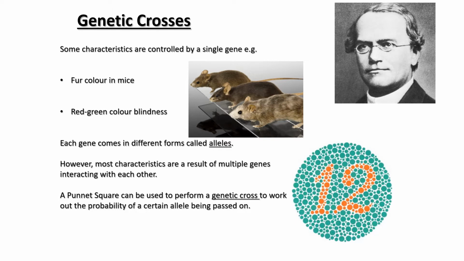Here we're going to look at the Punnett square in detail. This can be used to perform a genetic cross to work out the probability of a certain allele being passed on. A genetic cross is when you consider the potential offspring that might result from two known parents. We are going to look at it in detail now.